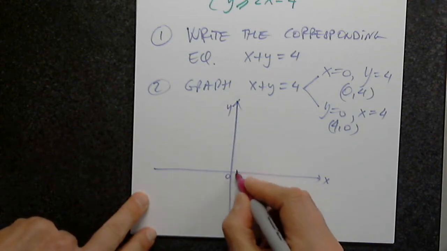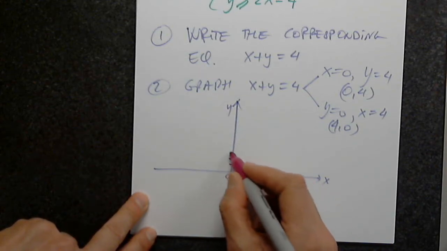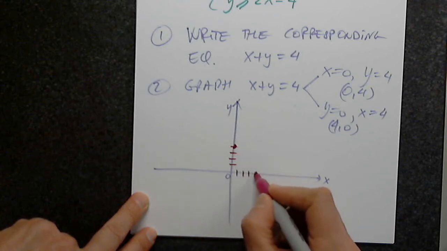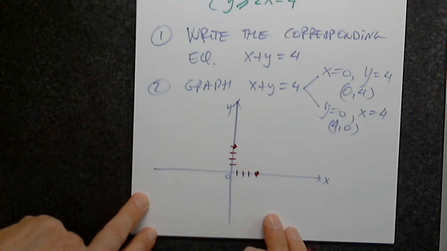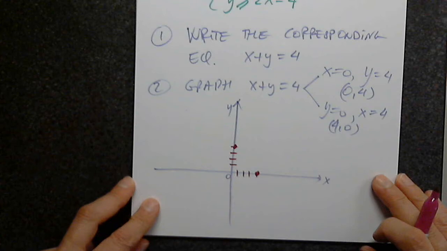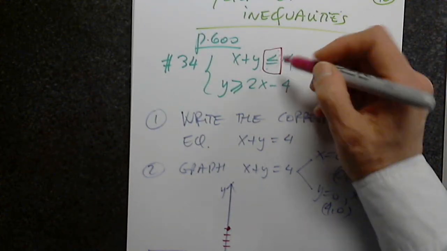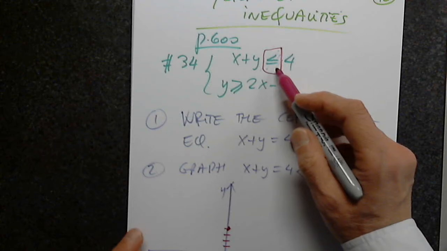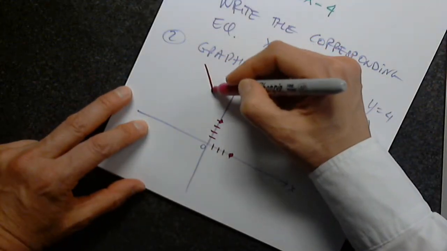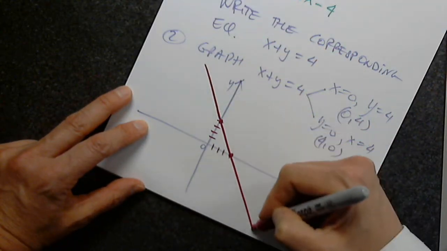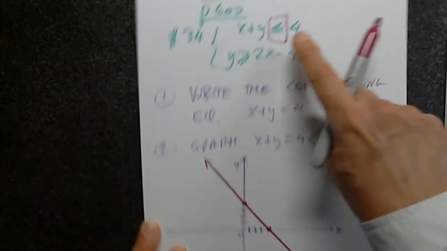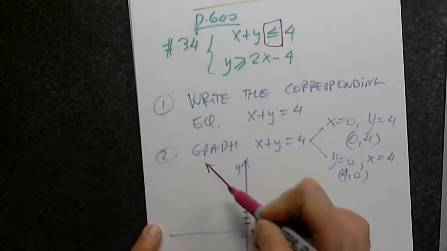Four, 0, and 0, 4. These are the 2 points we just determined, the x and y intercepts. And now I have to look at this symbol before I draw. It has the equal symbol. Therefore, the line I'm going to graph is a solid line. If it does not have the equal symbol, I will graph it as a dashed line.